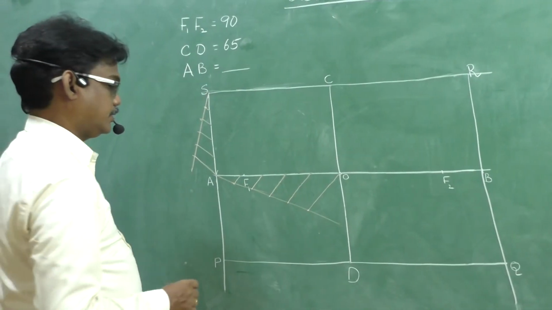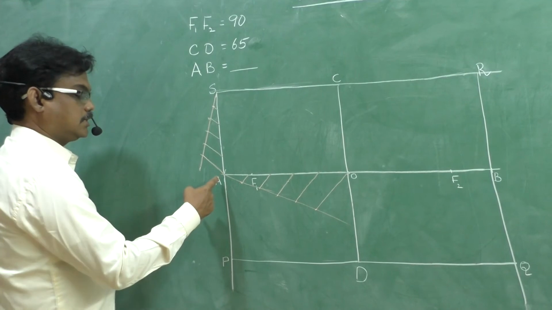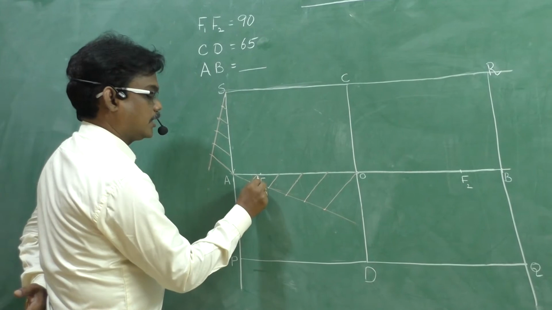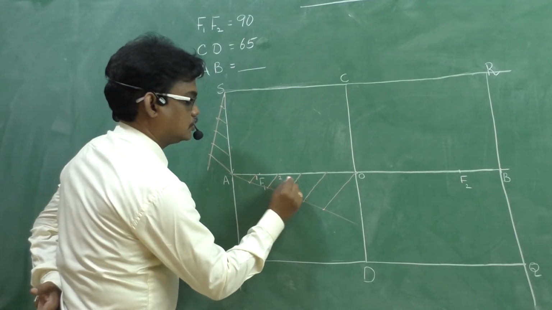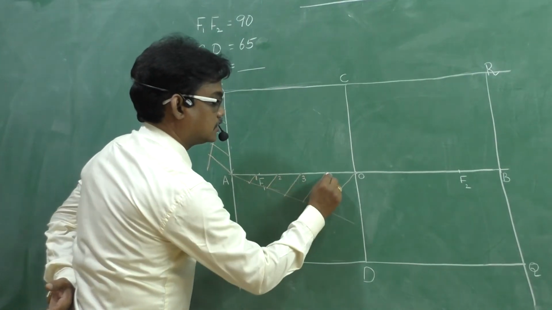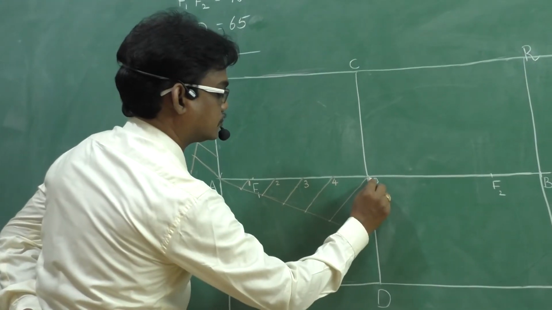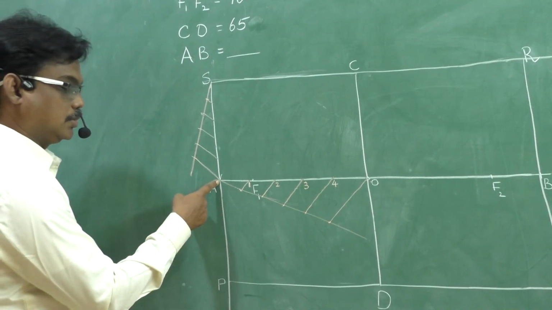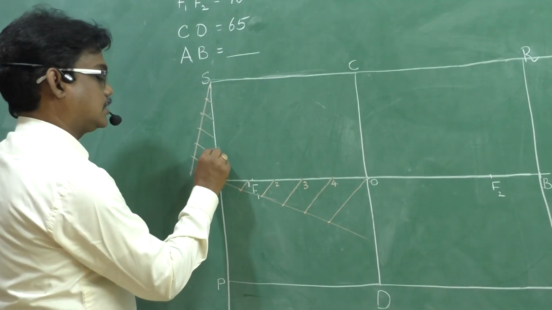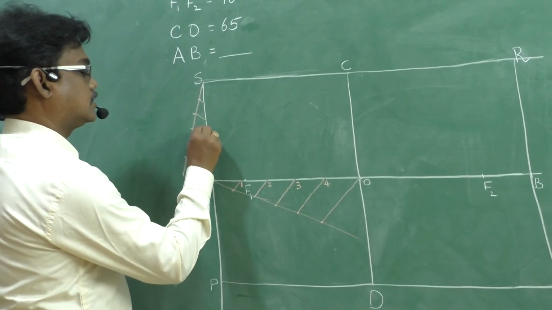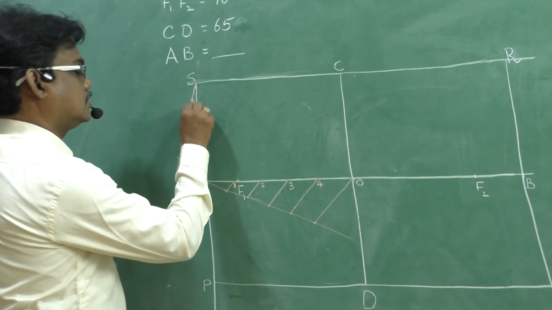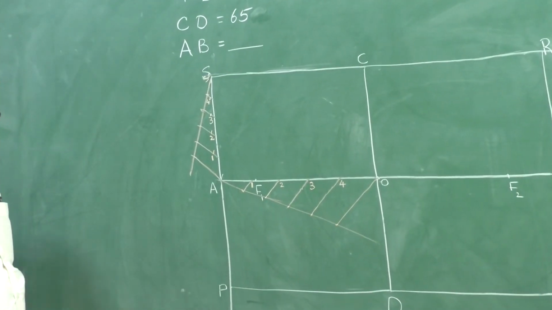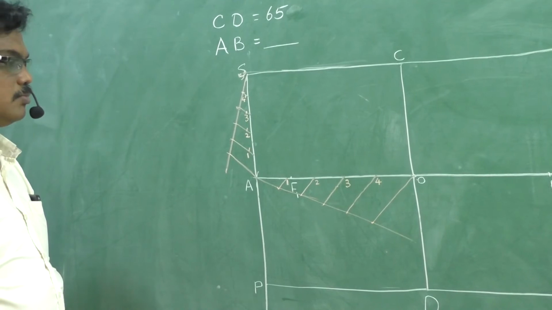Now give the numbering. Here we consider this as 0, this is 1, this is 2, this is 3, this is 4, and this is 5. Okay? Now here is 0, this is 1 dash, this is 2 dash, this is 3 dash, this is 4 dash, this is 5 dash. Okay, likewise we need to consider the points.